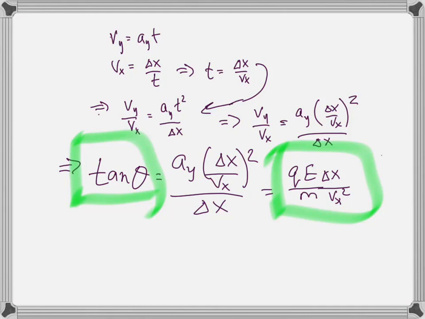Okay, so is this the final answer? What does this tell us? All right, this tells us the deflection angle is dependent on the charge of these cathode rays divided by the mass of these cathode rays, times the electric field which we set, delta x which we set, and v sub x which we measure ahead of time. Remember, it was measured by the velocity selector.